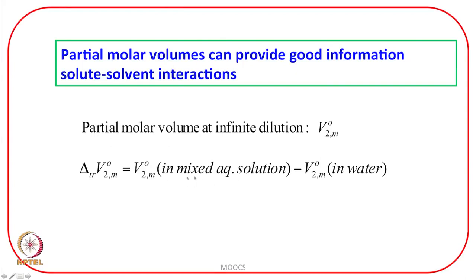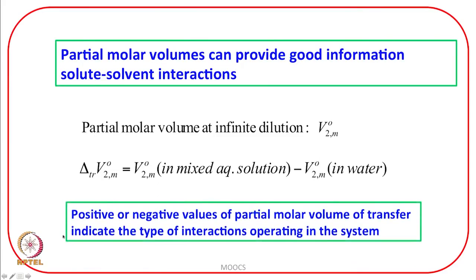Here we have a solution, means there is a solute and the solvent is water. When you take the values difference, then transfer parameters are good indicators of the solute solvent interaction. And as I said, if we determine these properties at infinite dilution, then we are getting rid of solute solute interaction and we are mostly talking about solute solvent interactions. So, this is commented over here.